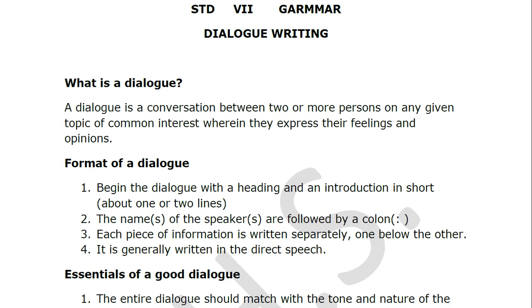Now, the first thing, you begin the dialogue with a heading and an introduction in short, about one or two lines. For example, suppose you're writing a dialogue, as I said, on pollution. So, you will start with a dialogue between Rima and Pooja discussing the increasing pollution in the atmosphere. Okay, so that will be your introduction.